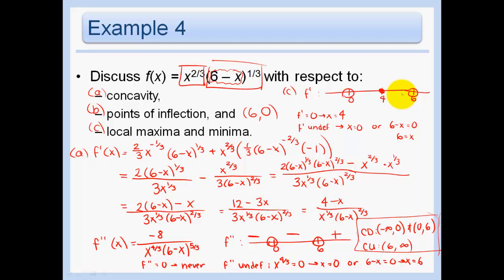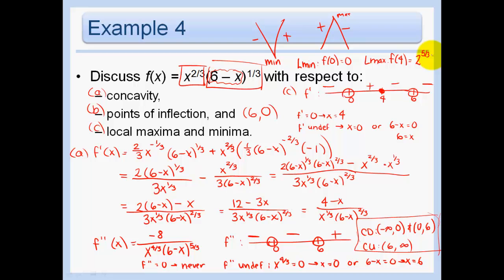Now, just stick in some numbers and you should get negative, positive, negative, negative, meaning that negative to positive is a min, positive to negative is a max, and so we have a local min, negative to positive, that's happening right here. And then from positive to negative is a max. That's happening at f of 4. And so that is our answer.